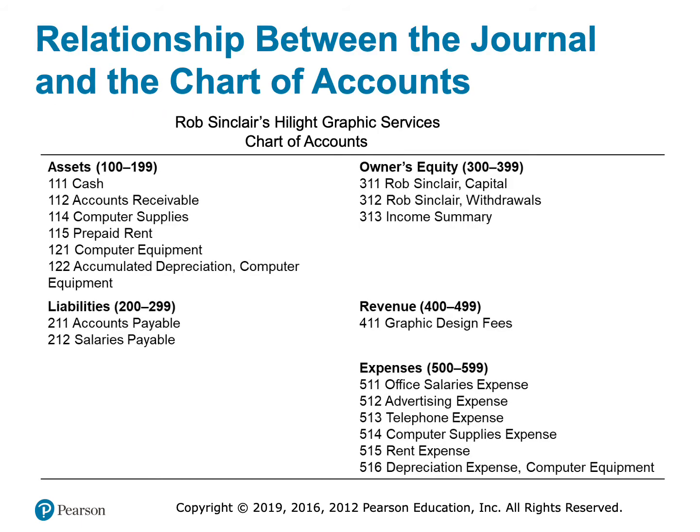So we talked about the chart of accounts in Chapter 2. Remember, this is just a list of all the accounts that our company uses and what preferred names we use. We've switched companies here. We're now going to be Rob Sinclair's Highlight Graphic Services Company. And so we can see, for example, they choose to use graphic design fees as their revenue account. They have office salary expense as one of their accounts.